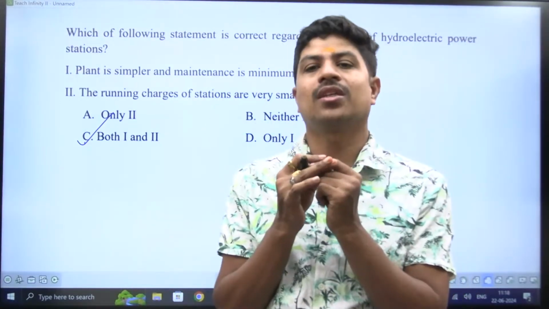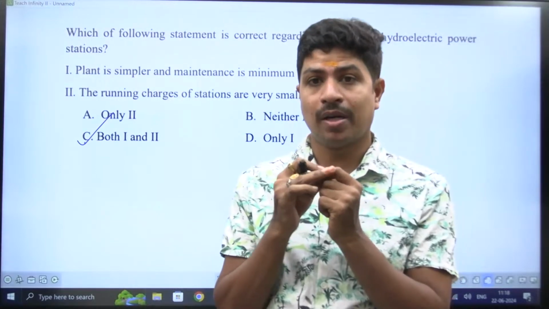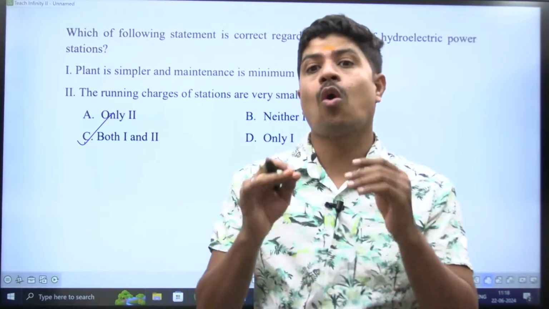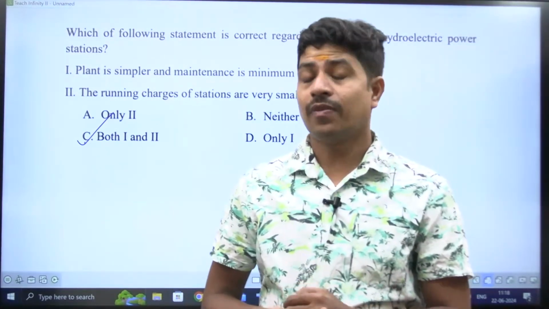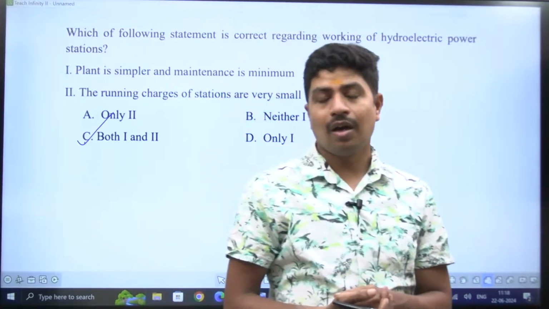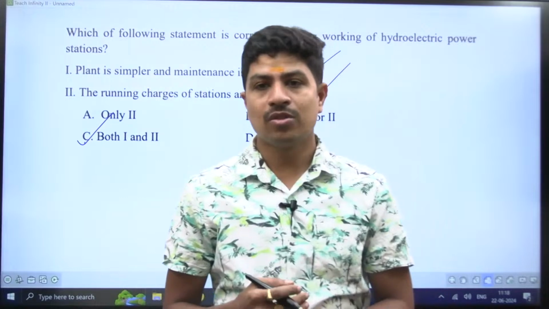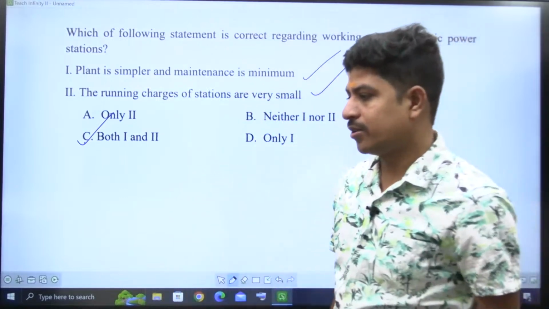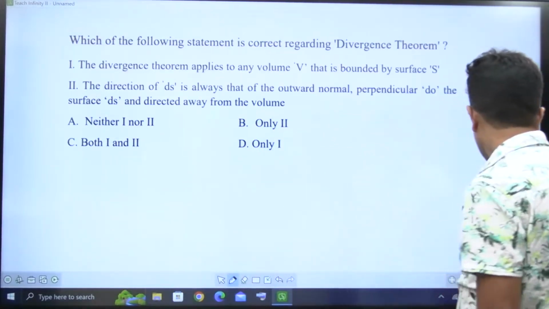The first two things for a plant to be called a base load plant, it must supply huge power for low cost. Yes, that's why we are using hydro, thermal, nuclear. These three plants are base load plants. Diesel, these kinds of plants we are using as, I can say, peak load plants. Okay, let's go to the next question.